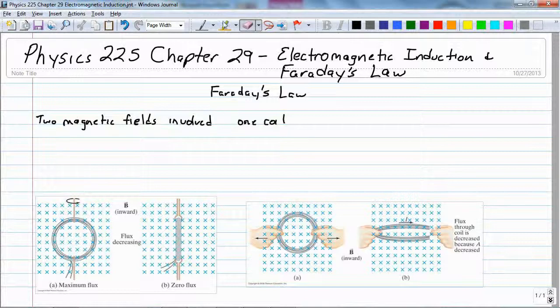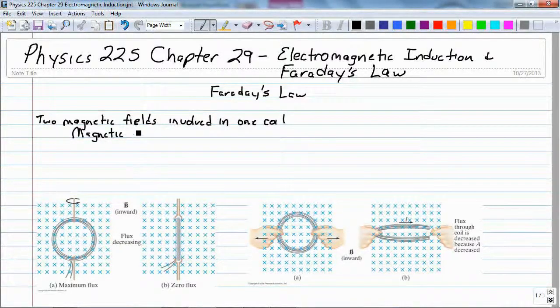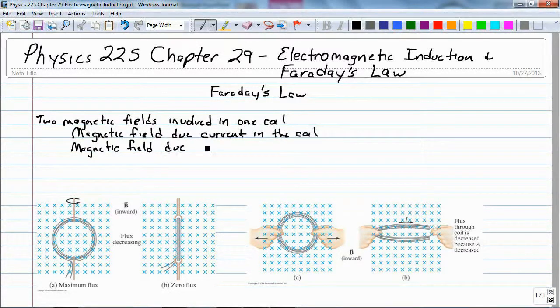So we have the magnetic field due to the current in the coil, and we have the magnetic field due to the induced current in the coil.